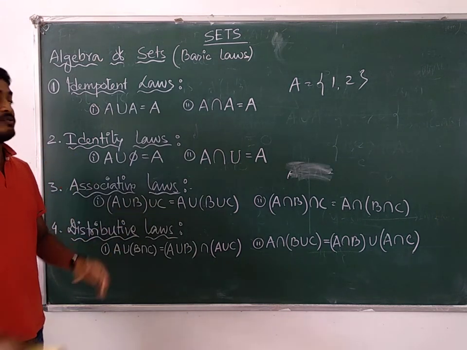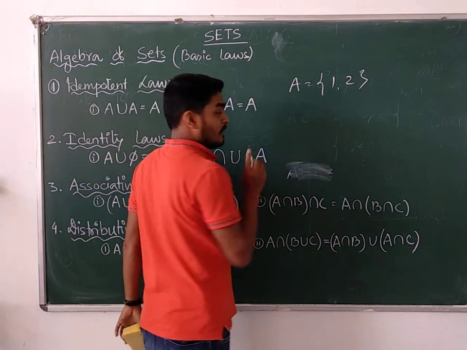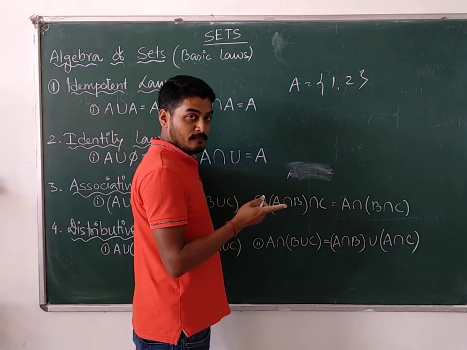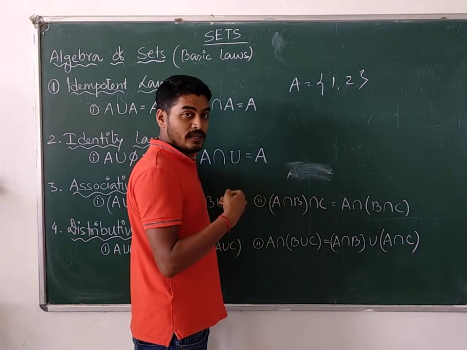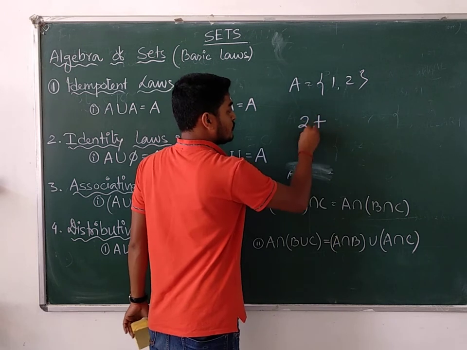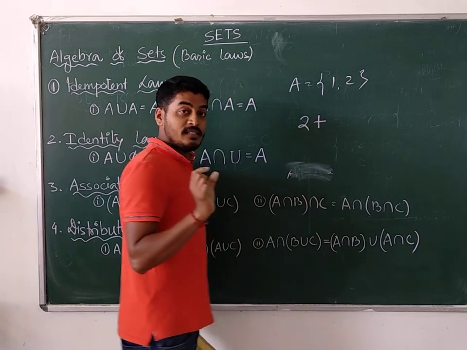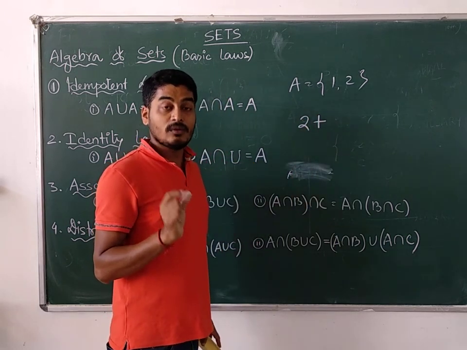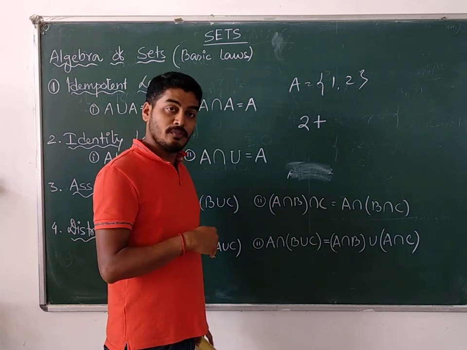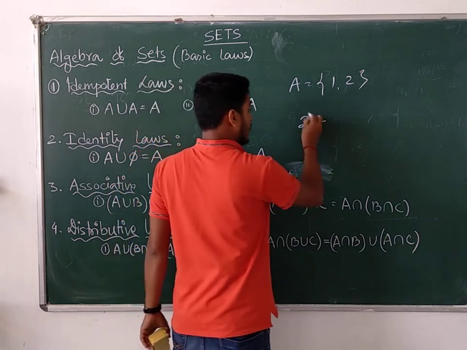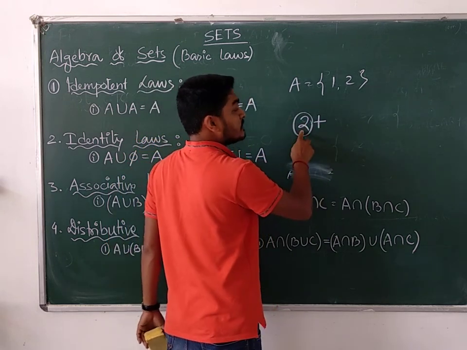What do you mean by identity? Remember, depending upon the operation, identity elements are different. For example, for the operation of addition, the identity element is nothing but an element such that when you operate it with any other element, the element will remain the same. The element must remain the same.